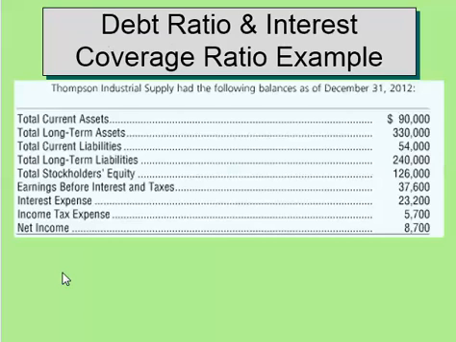So here's an example. Thompson Industrial Supply had the following balances as of December 31st, 2012. If we're going to do the debt ratio first, the first thing we need to do is add together our total assets, which is current plus long-term assets, and then we get current plus long-term liabilities. So we're going to take total liabilities divided by our total assets.